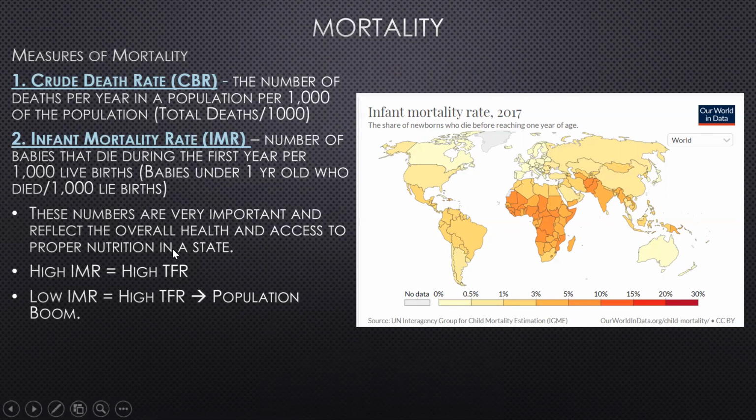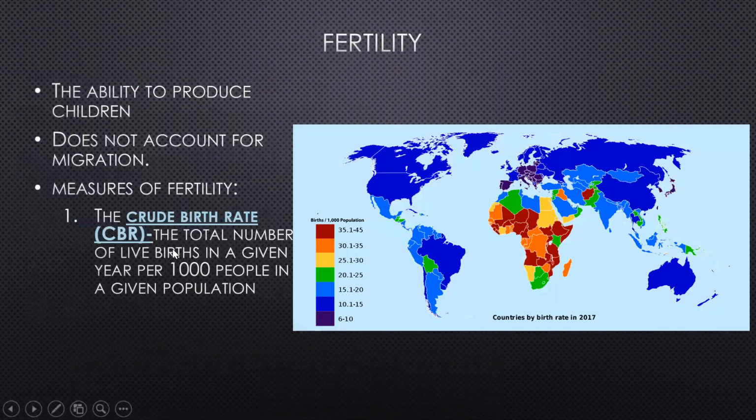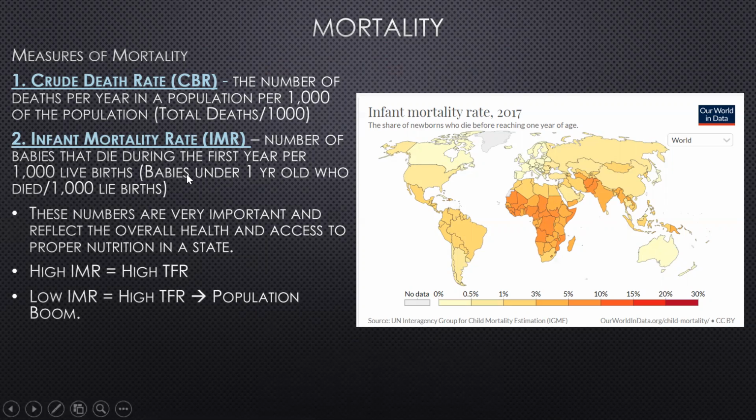And much like TFR being a better indicator than crude birth rate, infant mortality rate is a greater indicator than crude death rate when it comes to explaining population growth or decline, right? So with infant mortality rate, these numbers are very important and they reflect the overall health and access to proper nutrition in the state. So generally speaking, high IMR equals a high TFR, right?